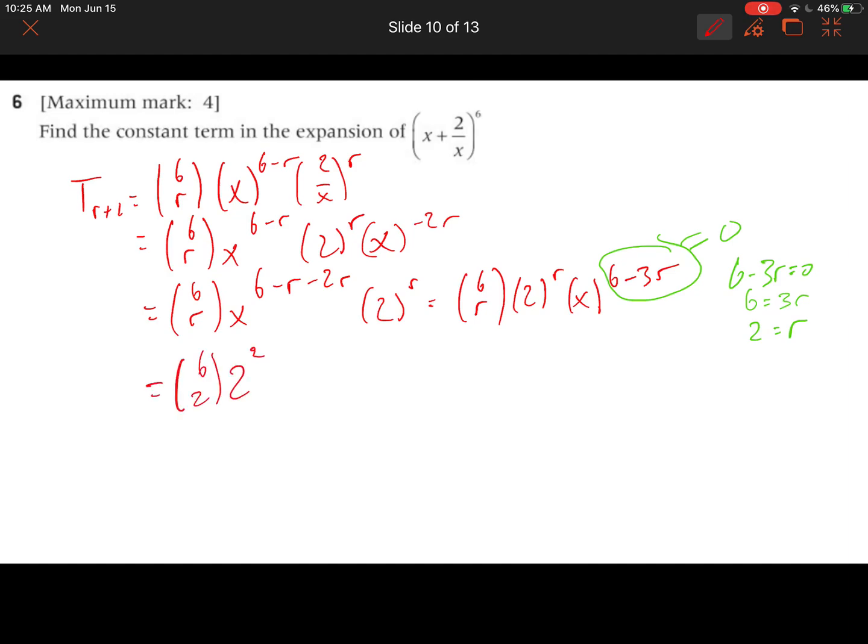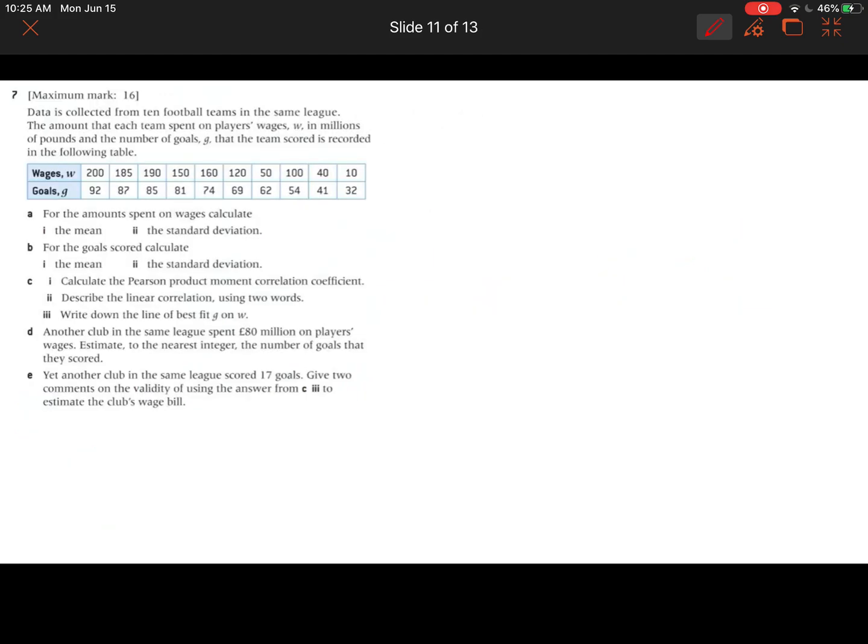Plugging that back in, we get 6 choose 2 times 2 squared. 6 choose 2 is 6 times 5 times 4 factorial over 2 times 4 factorial, that's 30 over 2, which is 15, times 4, which is equal to 60. Lovely.